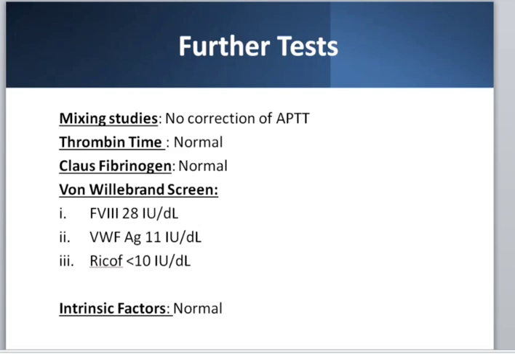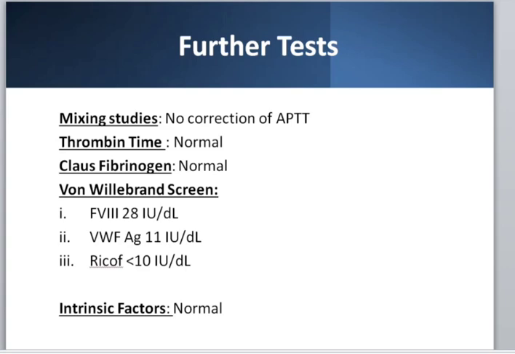So once you mention these tests, they will give you the results. Mixing study shows no correction, so you are now thinking about an inhibitor. Thrombin time is normal. Clauss fibrinogen is normal. Von Willebrand shows low factor 8, low antigen, and very low Rico cofactor. Intrinsic factors are normal. Now I think every one of you would have reached the diagnosis. What is the likely cause of bleeding in this patient? Acquired von Willebrand disease.